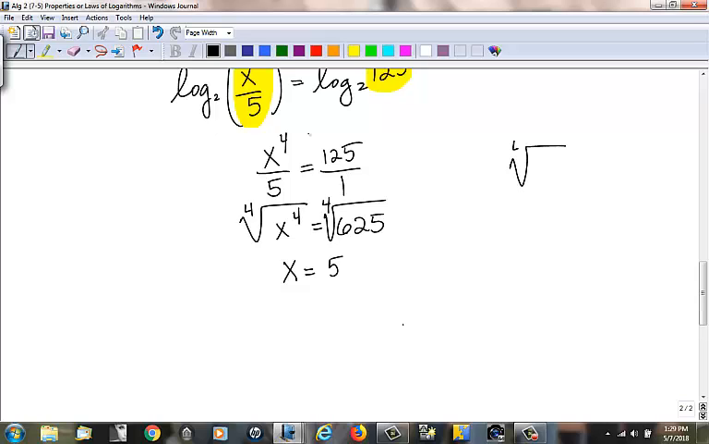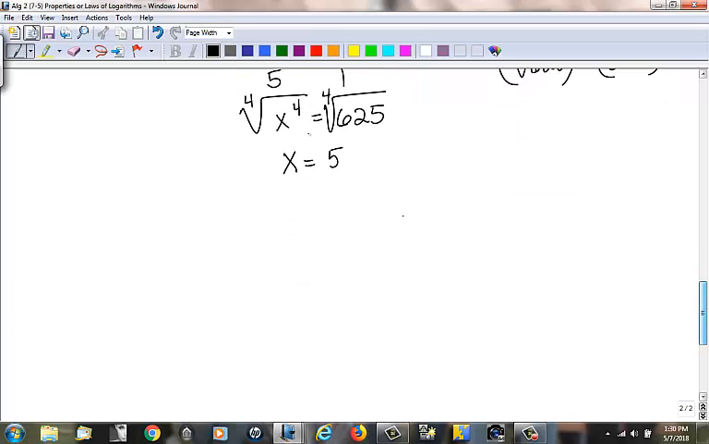Remember, you can also do it this way. The 4th root of 625 is also 625 to the 1/4. The index is the denominator, and the first power is the numerator. So on your calculator, try 625 raised to the 1/4 power, and you should get the same answer. Remember, a square root is to the 1/2 power, a cube root is to the 1/3 power, and so on.